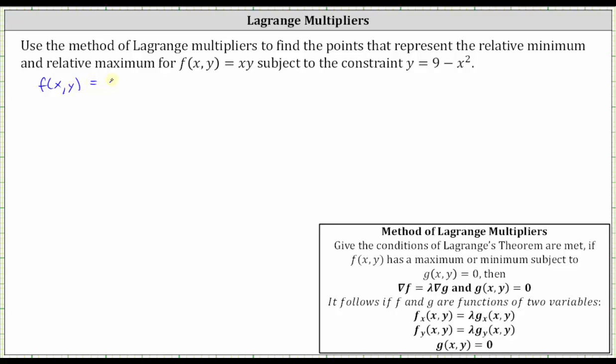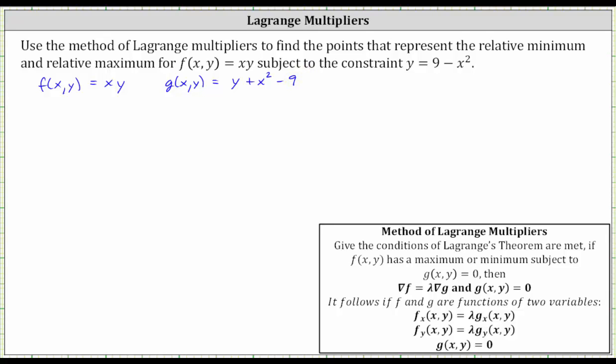is equal to xy. To write the constraint g of x comma y equals 0, we need to set one side of the equation of y equals 9 minus x squared to 0. Let's go ahead and add x squared to both sides and also subtract 9, which gives us g of x comma y is equal to y plus x squared minus 9.